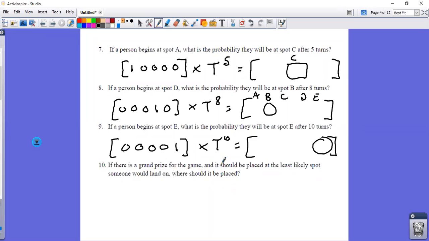If there is a grand prize for a game, and it should be placed at the least likely spot someone would land on, where should it be placed? So again, doesn't matter where you start someone. You could put the 1 anywhere you want as long as you just do a 1. Or you could even do 1/5, 1/5, 1/5, 1/5, and each one of those just to spread it out, as long as it adds up to 1. Take that to a large power like 50 or 60. That will give you the stable state, and then just pick the one that is the smallest probability there, right? The least likely spot.